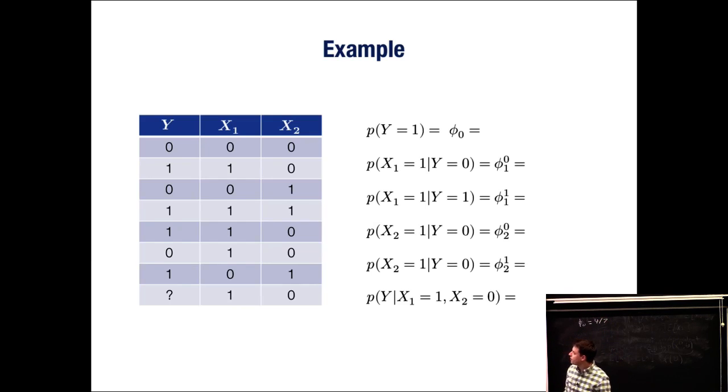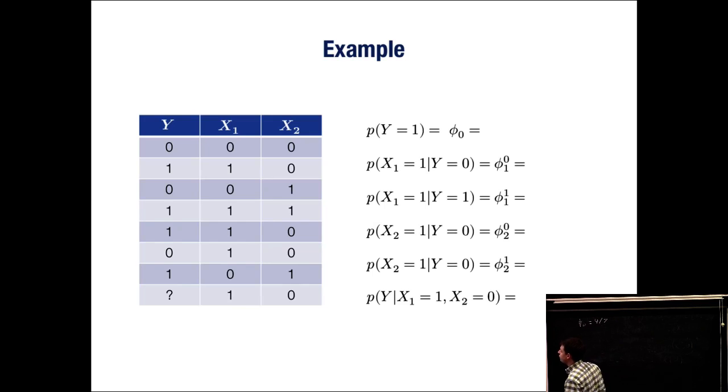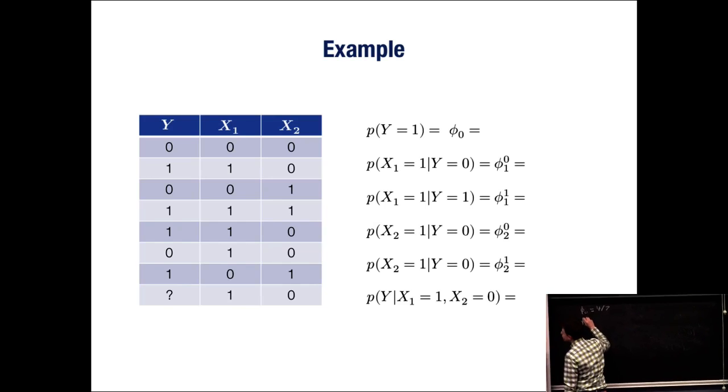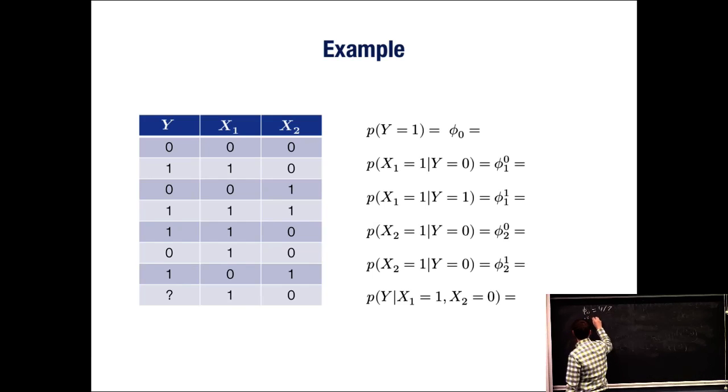What's the next one? What's the probability x1 equals 1 given y equals 0? It's 1/3. I have 3 times y is equal to 0, and one of them has x1 equal to 1. So phi 1,0 equals 1/3. What about the other one, phi 1,1? What's the probability that x1 equals 1 given y equals 1? I have 4 times, and it's 3/4, right?